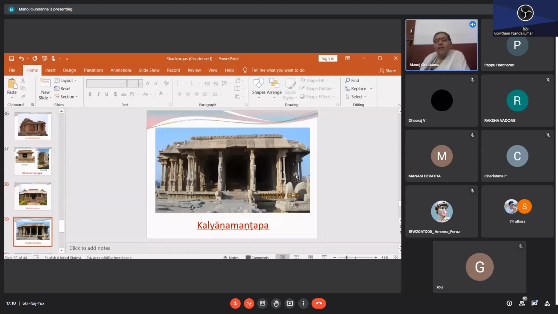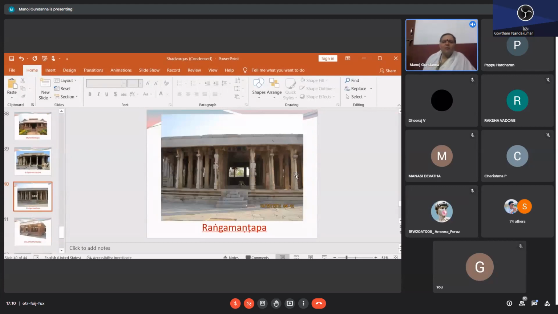Then we have the Kalyana Mantapa. There is a practice of performing the wedding of the Lord and the deity. So these Kalyana Mantapas are specially built, and as we know, the marriage ceremony is considered very colorful and something which has to be celebrated. To show the celebration, the Kalyana Mantapas usually are carved in great detail with great intricacy, and the decorations and beauty have to be seen to understand how it is done.